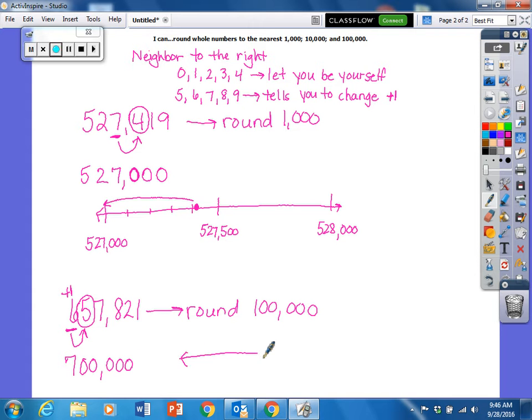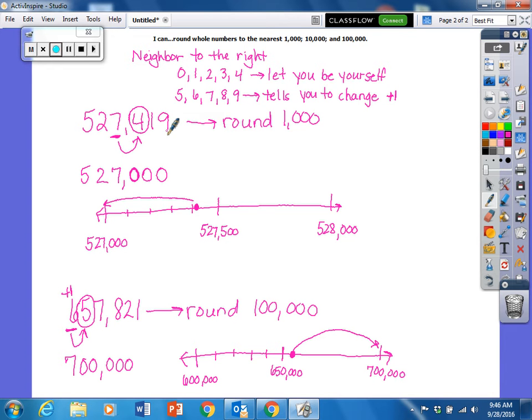Again, if we are on a number line, we have our 600,000 because that's our biggest place, and the next benchmark would be 700,000. The midpoint would be 650,000. So where would this 57,821 go? Well, 1, 2, 3, 4. I'm still not to 50. Oh, there's my 50. 57 is going to be about right here. So we are going to be closer to 700,000. So again, our number line matches our rounding rule.